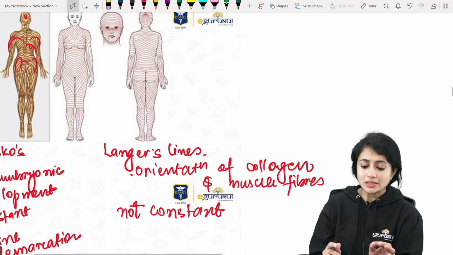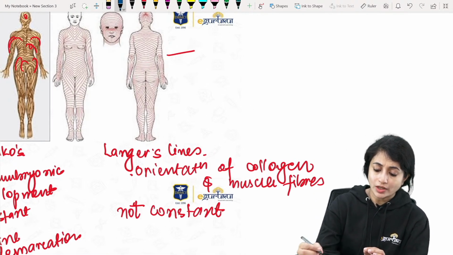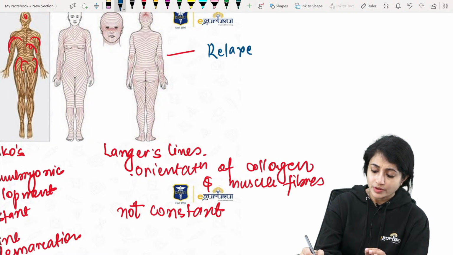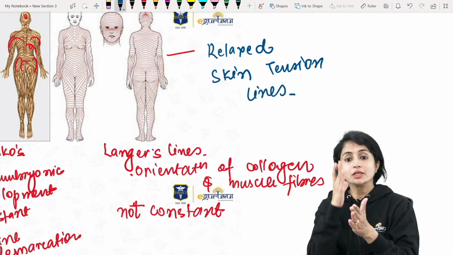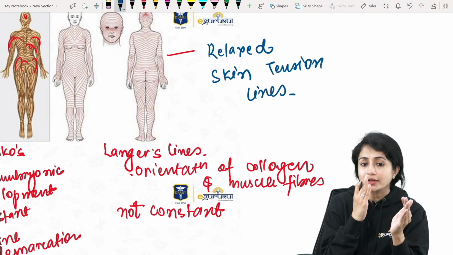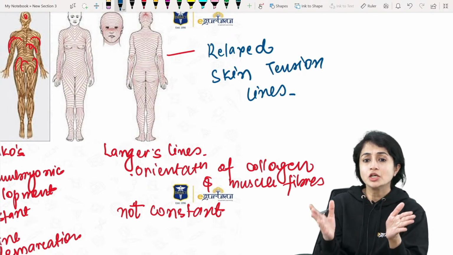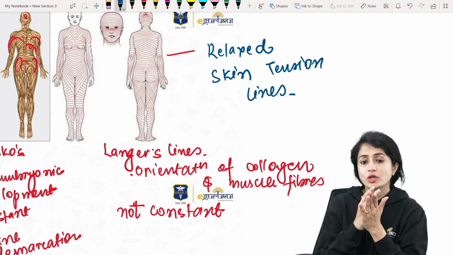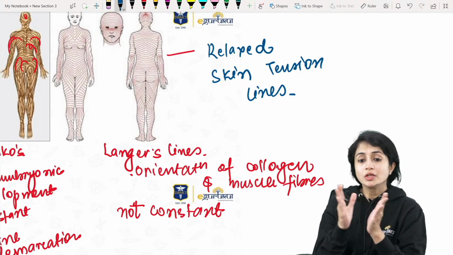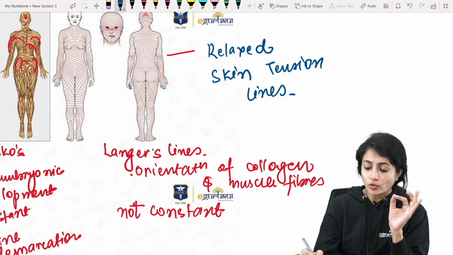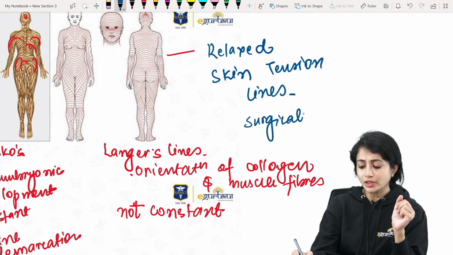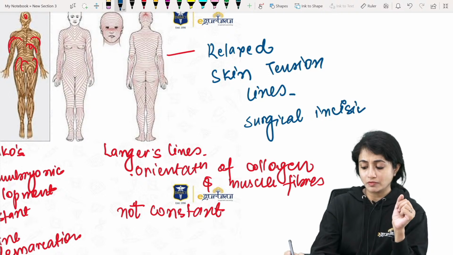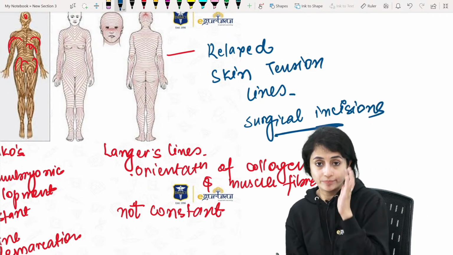Okay, why are these lines important to me? These are also called as relaxed skin tension lines. So if I have to give an incision for any surgery, I try to give it along the Langer's line so that it is in line with my orientation of collagen and muscle fibers, and so when I suture, there is no opposition to it. So I always give my surgical incisions along the Langer's line. So that is the relevance of Langer's line.